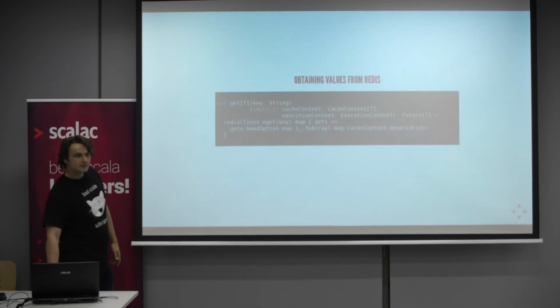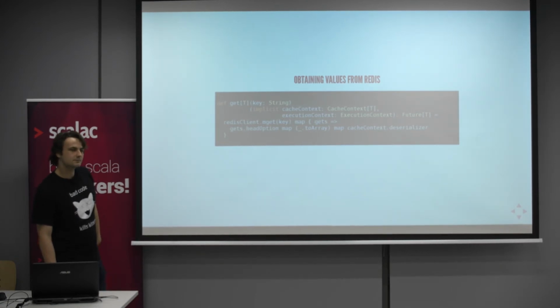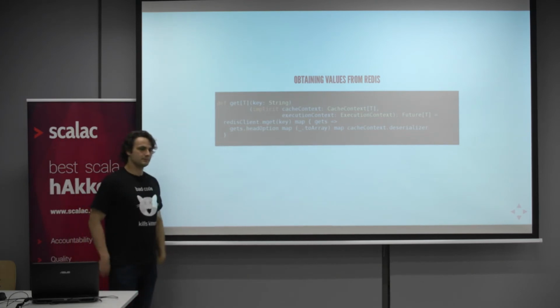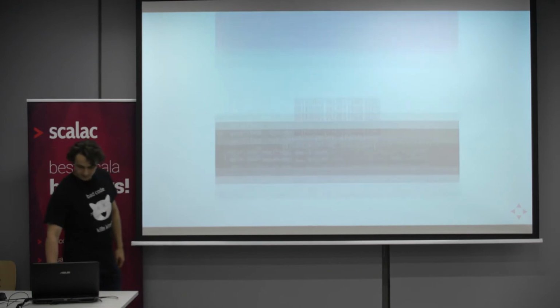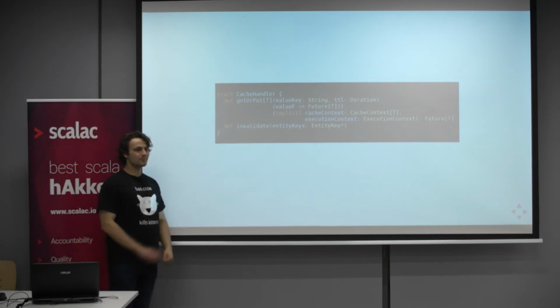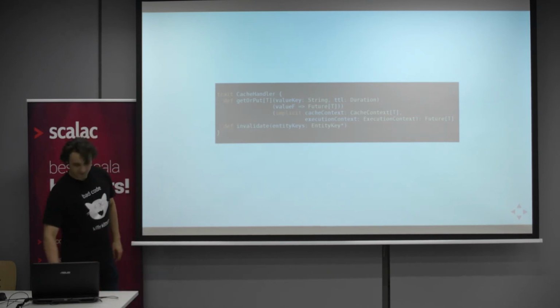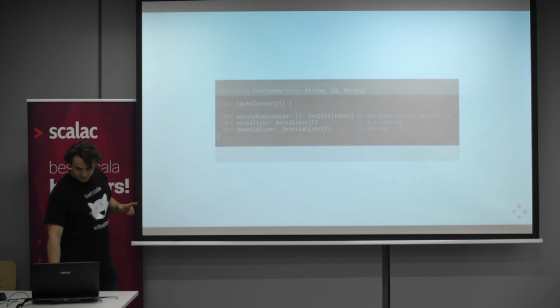Why are you using entity keys for invalidation, but simple strings for putting stuff into cache? Sorry? Why are you using entity keys for invalidation? Like, if you go to the previous slide, I guess. Yes. So in invalidate, you use it as an argument, but in get or put, you're using value key, which is a string. So what's the difference? Yes, sure. It's a good point.